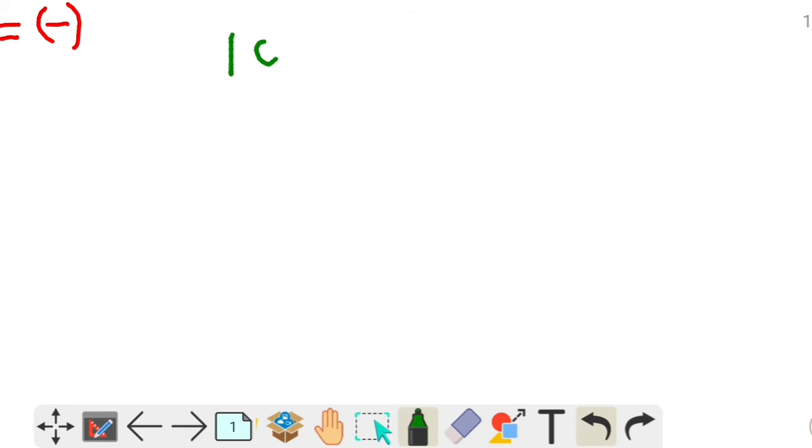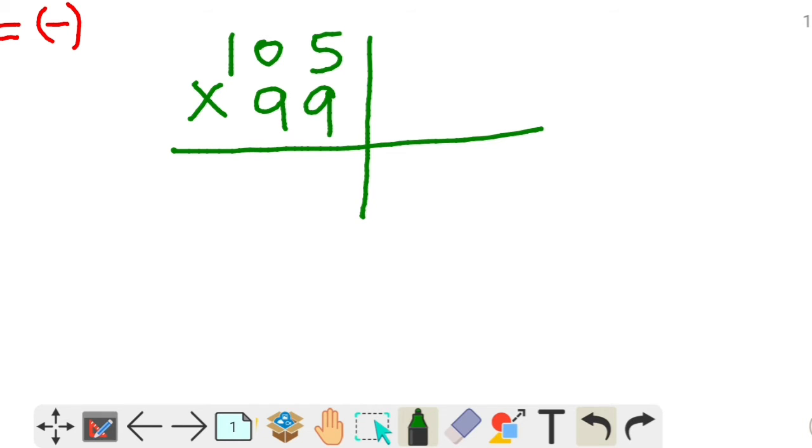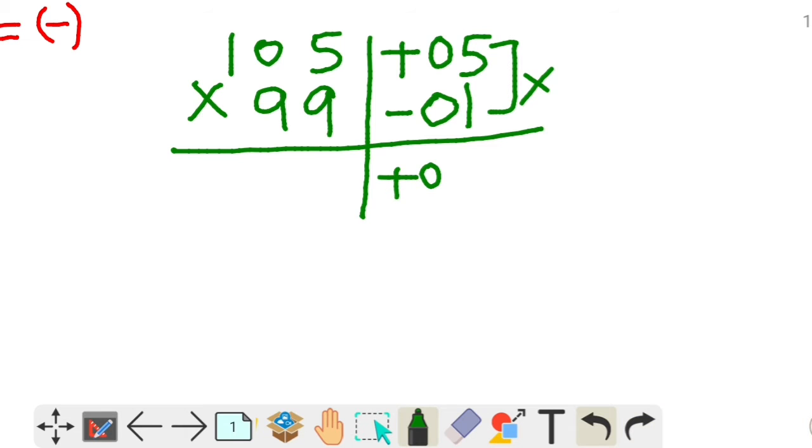Okay, so we have the question 105 into 99. Here we can write 05 over here, and here we can write minus 01, because this number is smaller than 100 and this number is greater than 100. So now multiply these two numbers. So plus 05 into minus 01, we will get minus 05.